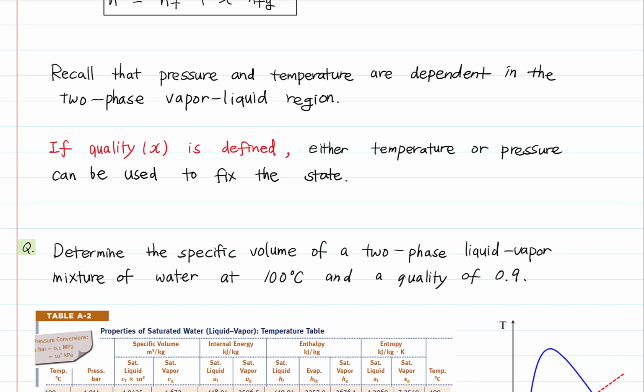According to the state principle for simple compressible systems, two independent and intensive properties are required to fix the states. In the two-phase vapor-liquid mixture, pressure and temperature are dependent. What that means is at a specified temperature, the saturation pressure is determined, or at a specified pressure, the saturation temperature is determined. And we confirmed that from the thermodynamic property tables. If the quality is known, we need to know either temperature or pressure to fix the state.